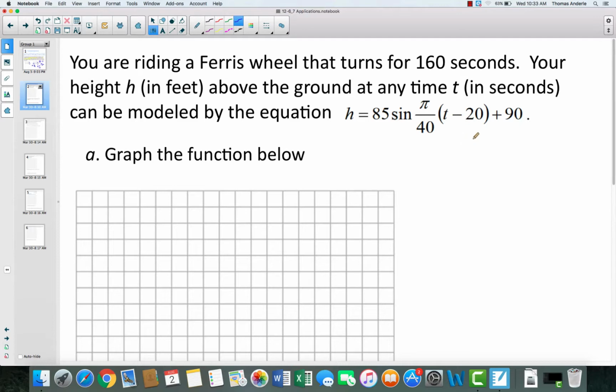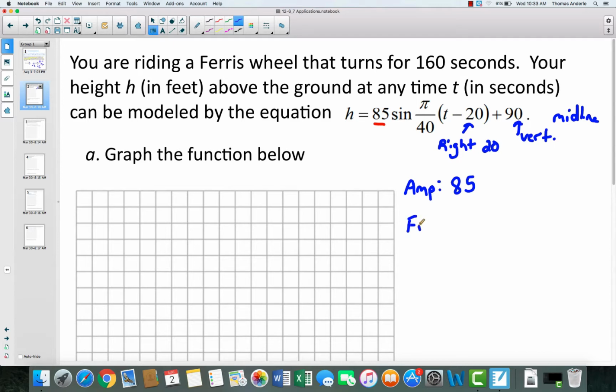We have a lot going on here. We have a vertical shift, which is really just our midline. We also have a phase shift, or a left and right shift. So we're going to the right 20. So a few things going on here. Let's grab all that important information. So we have our amplitude. Amplitude is the value right here. Amplitude is 85.